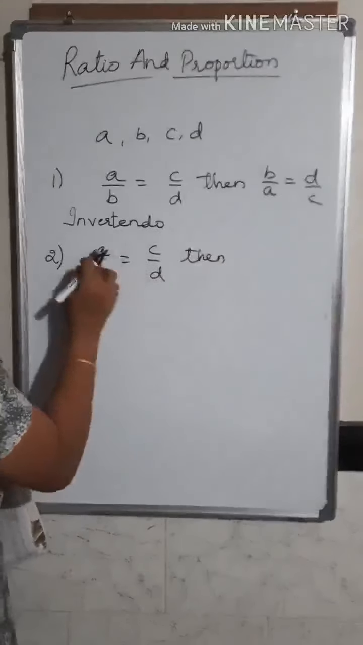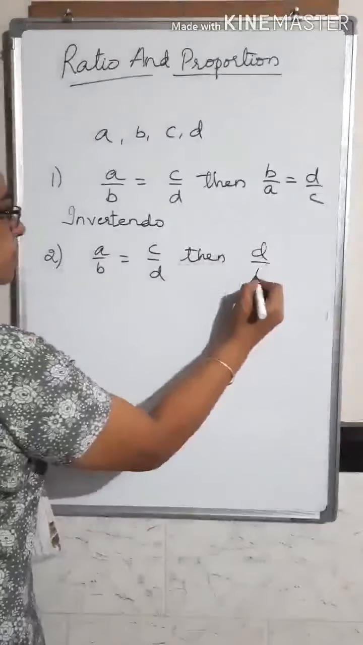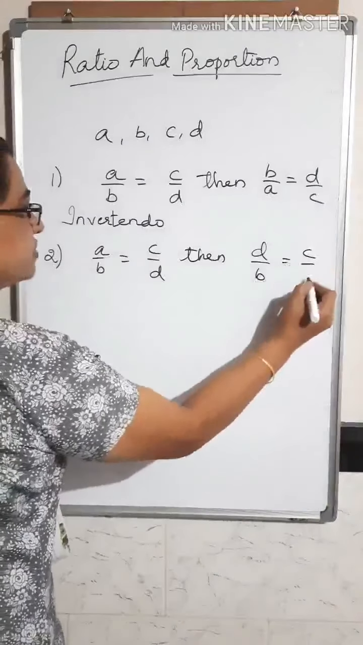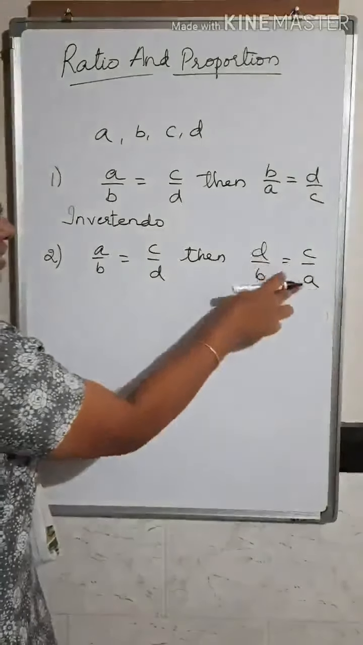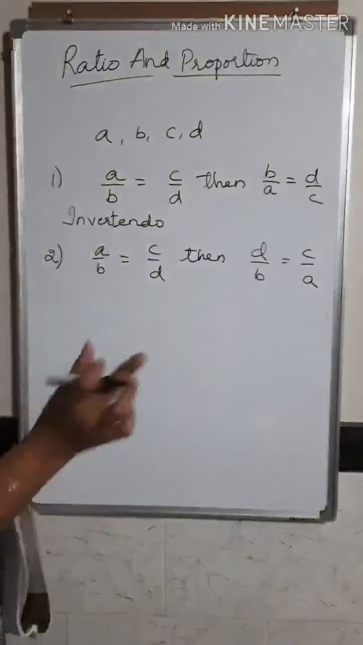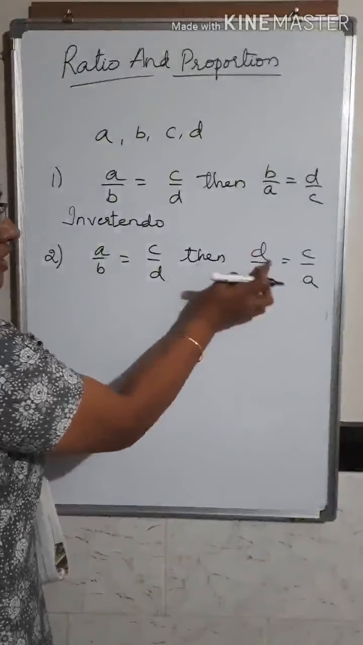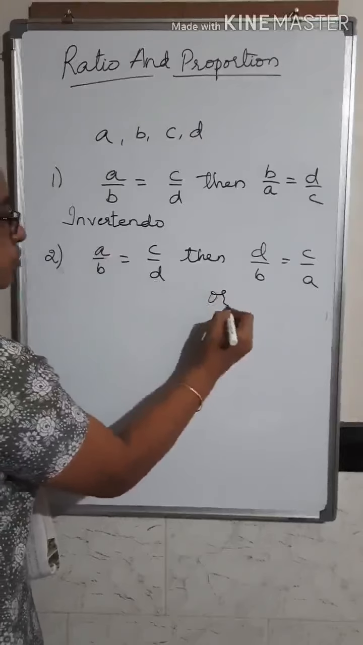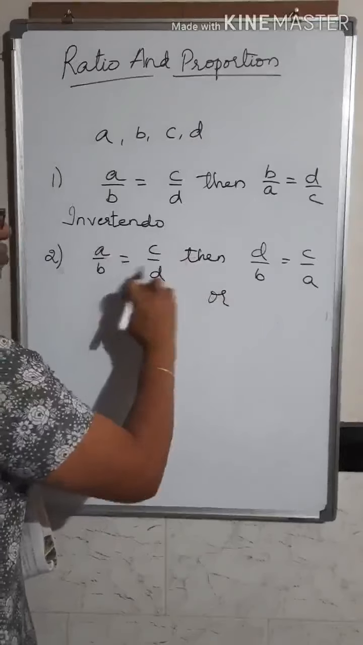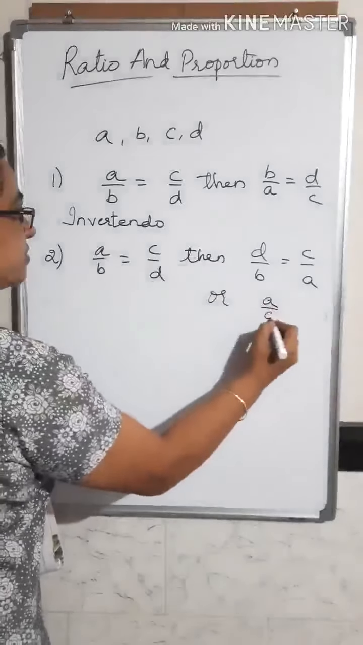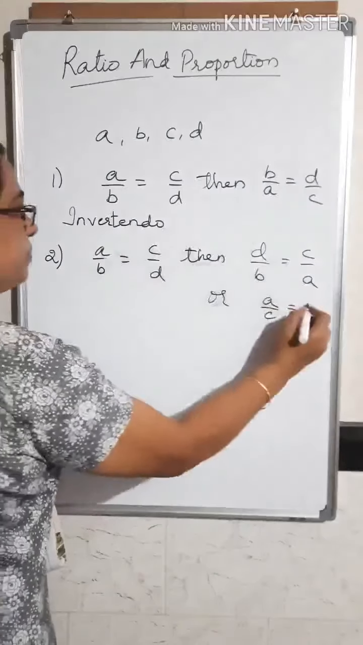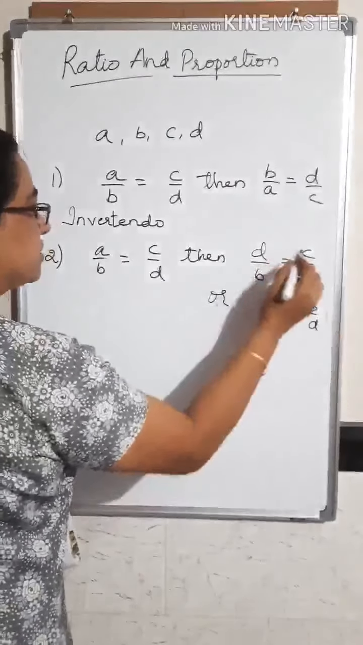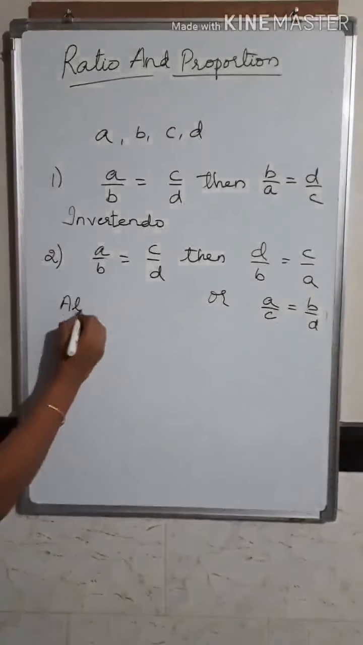So you interchange this one, D upon B will be equal to C upon A. You should not interchange both of it, only one you have to alter. So bring D here and A here, or you can also interchange these two, so you will get A upon C is equal to B upon D. So this is the property of alternando.